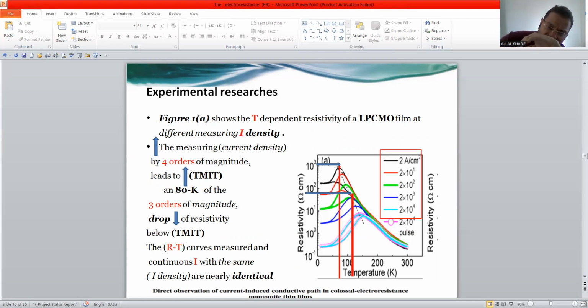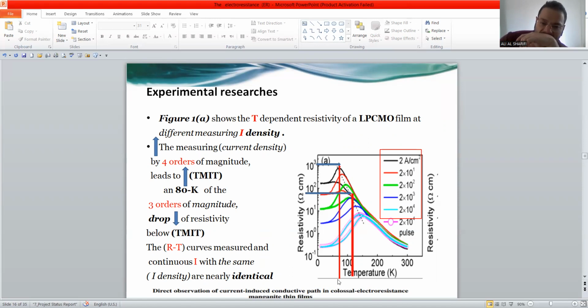And here we can say the resistance was approximately 1,000, but here approximately maybe 10 ohm centimeter. That means a huge decrease between these two amounts. That means that by increasing the current, the resistivity is decreasing.